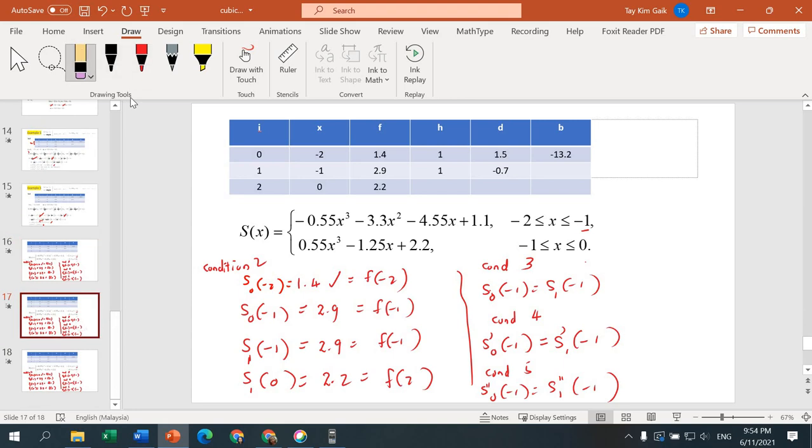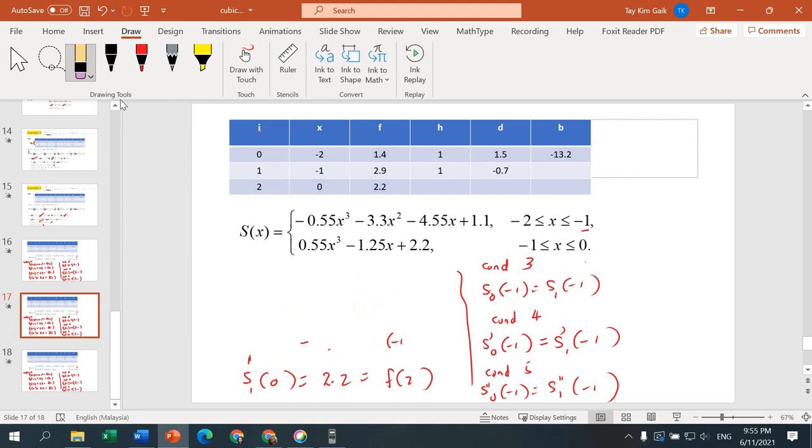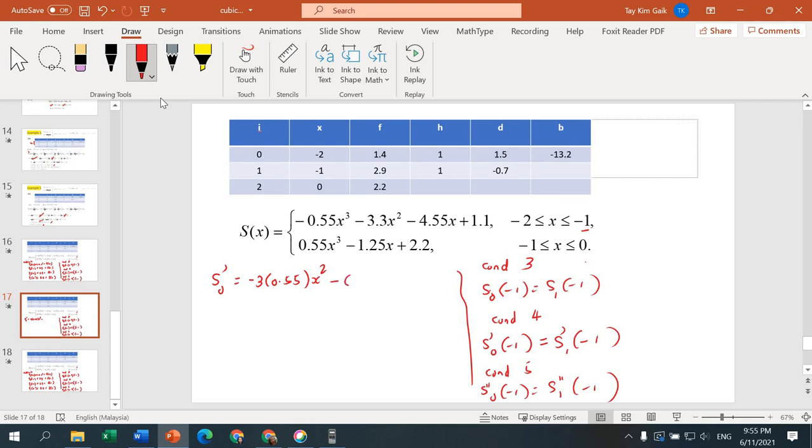Okay, I want to show the conditions, number 4, for the first derivative. I erase this part first. Okay, so S0 prime, differentiate with respect to x, so negative 3 times 0.55x squared. Differentiate the second term, so minus 6.6x. Differentiate the third term, negative 4.55.